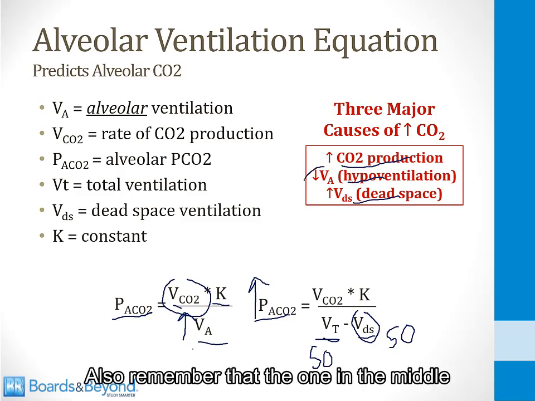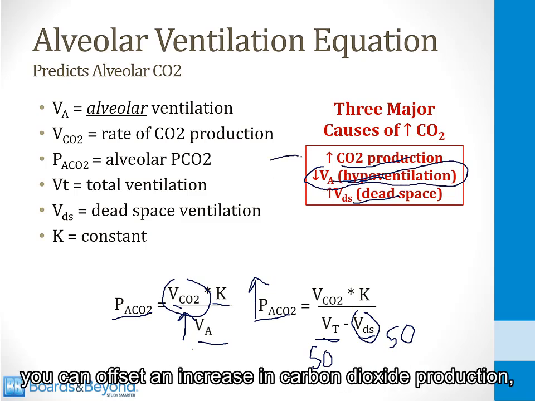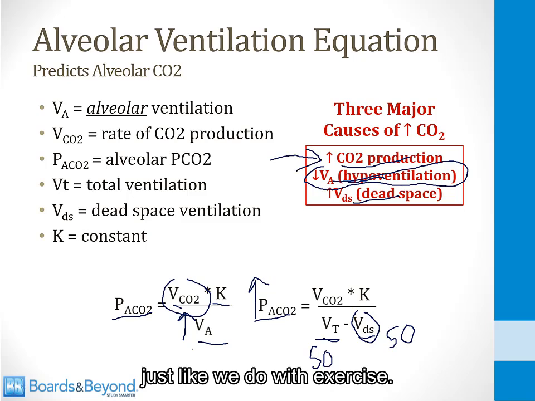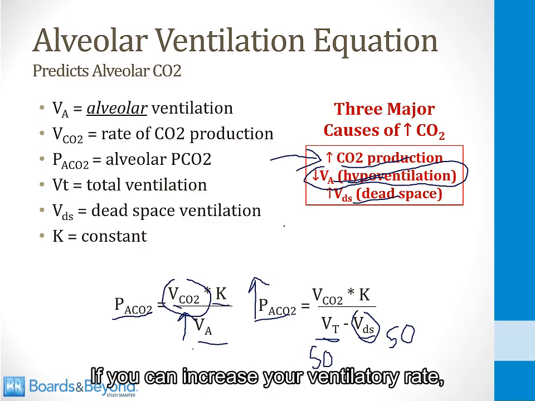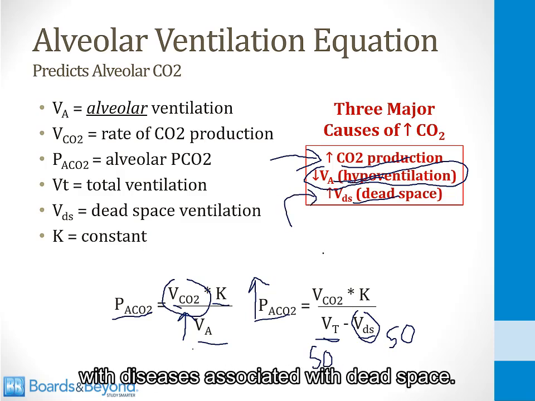Also remember that the one in the middle is the most important. If you can increase your ventilatory rate, you can offset an increase in carbon dioxide production just like we do with exercise. If you can increase your ventilatory rate, you can also offset a rise in dead space, as many patients do with diseases associated with dead space.